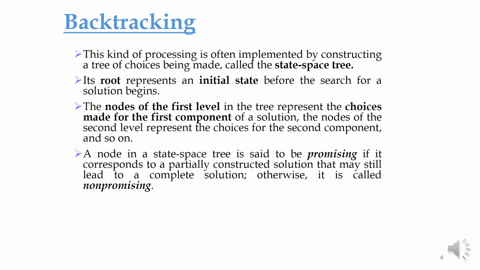For this we construct the state space tree. Here the root node is considered as the initial node, the first level is used to represent the choices for the first component, and the second level is used for representing the choices for the second component, likewise. In the state space tree, a particular node is considered a promising node if it leads to the solution. If the node does not lead to the solution, we can call it a non-promising node.